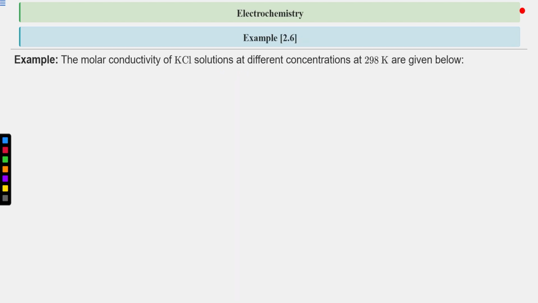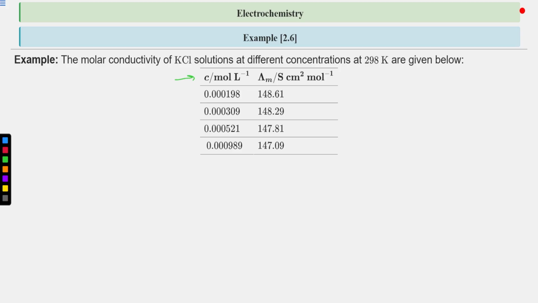Now let's do an example, marked as 2.6 in the NCERT. This says that the molar conductivity of the KCl solution at different concentrations at 298 Kelvin is given below. So the molar conductivity, lambda m, of the KCl solution at different concentrations C is given. This is the concentration in mole per liter, and this is the molar conductivity in Siemens centimeter square mole inverse. These are the values.